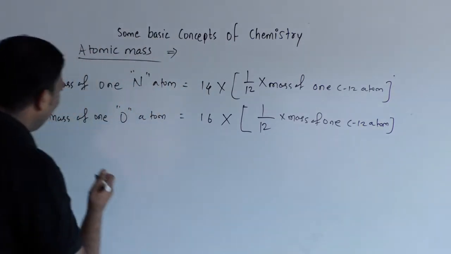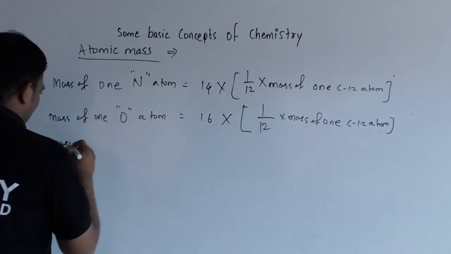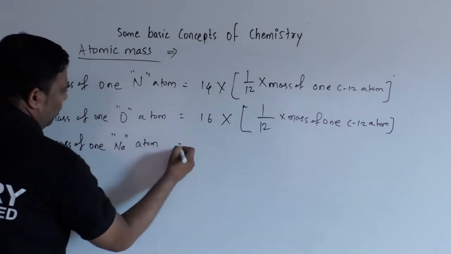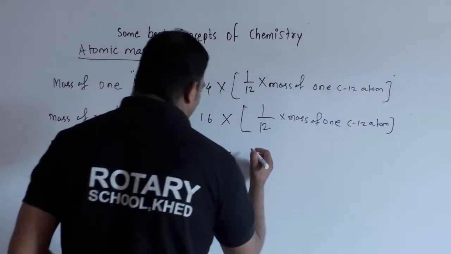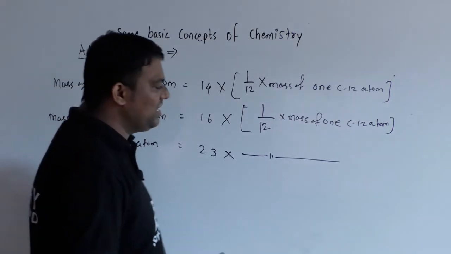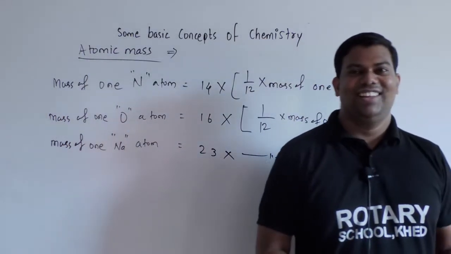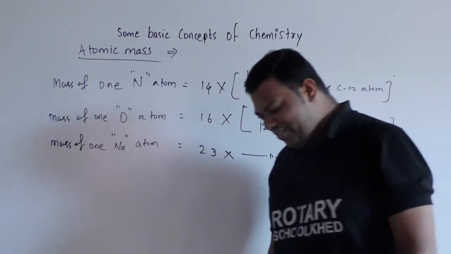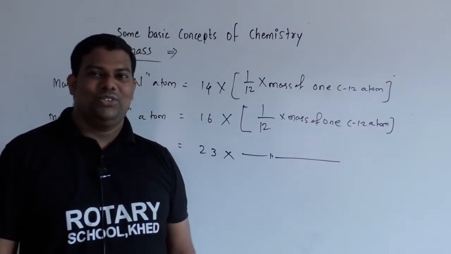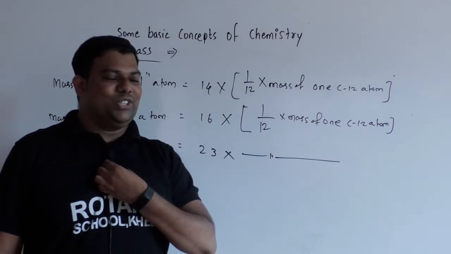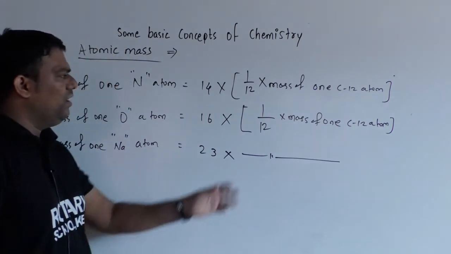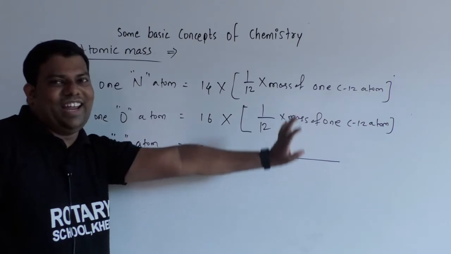Okay. Now suppose I discuss the mass of one sodium atom. So how much beta? Yes beta, 23 into again the same 1/12 into the mass of one C12 atom. Okay. So after that what will happen? See, I am telling you the history of atomic mass, so be careful. It is very much important, this history. So see here, now what do we have to do? Repeatedly we have to write this.